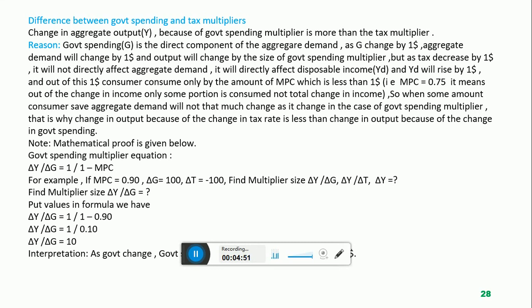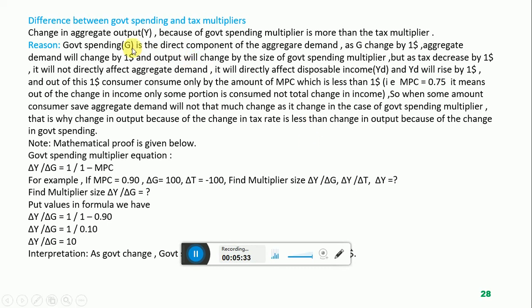And 0.25 means 25%, that the people save. So saving is not included in the demand. Saving goes outside of the aggregate demand. That is why when G increases by $1, aggregate demand increases by $1. But when the tax decreases by $1, aggregate demand only increases by $0.75. So $0.75 is less than $1. And that is why the change in aggregate output level because of change in G is more than the change in aggregate output level because of change in tax. So this is the major reason.